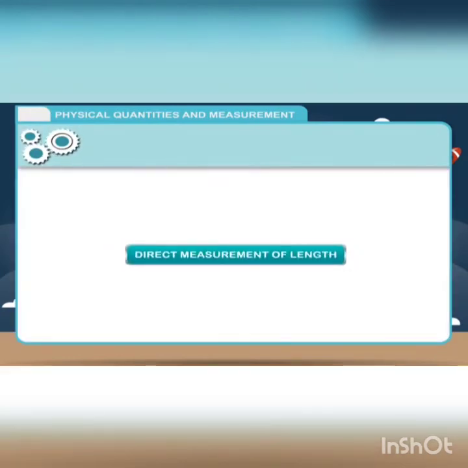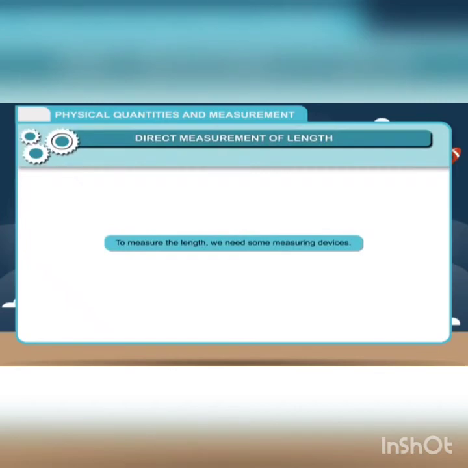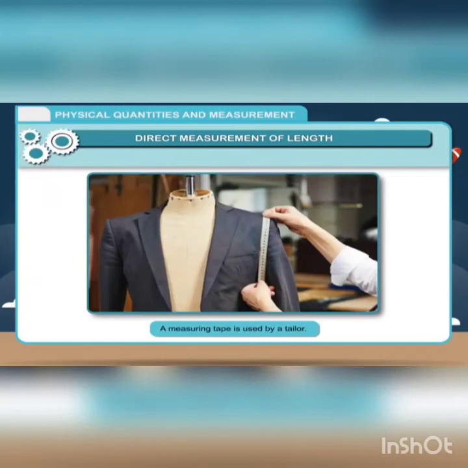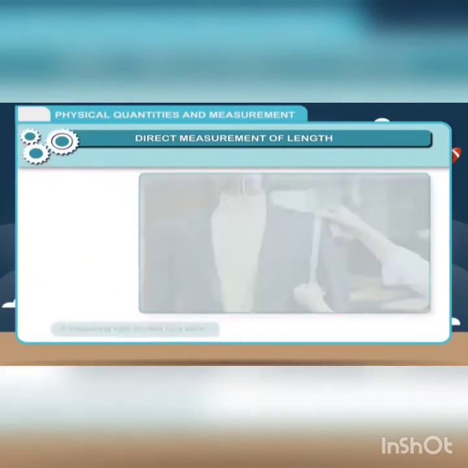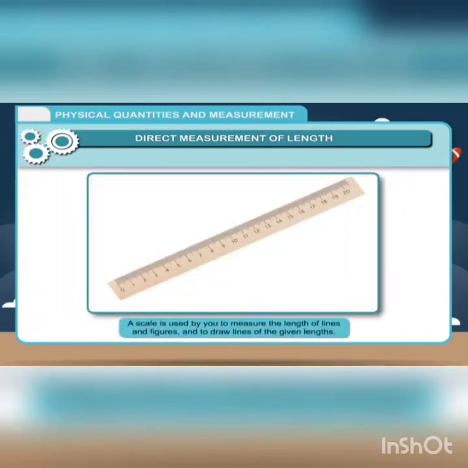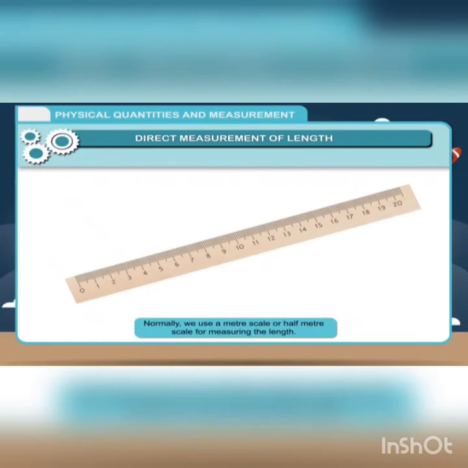Direct measurement of length. To measure the length, we need some measuring devices. For example, a measuring tape is used by a tailor. A metallic meter rod is used by a cloth merchant. A scale is used by you to measure the length of lines and figures and to draw lines of the given lengths. Normally, we use a meter scale or half meter scale for measuring the length. The scale is calibrated in centimeters and millimeters.